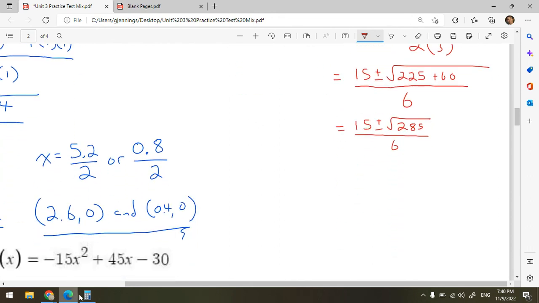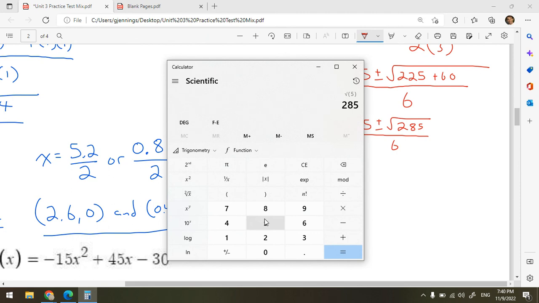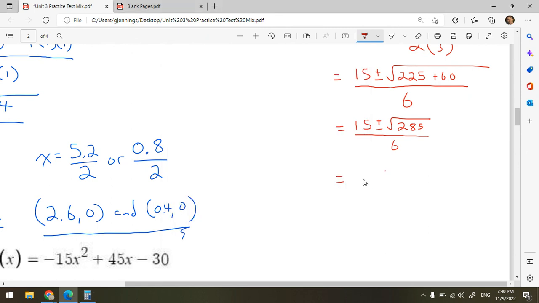Okay, the square root of 285, find that out for yourself. 285, but we want its square root. 16.9. Don't forget to round, 16.9. So this is equal to 15 plus or minus 16.9 over 6. Well, 15 plus 16.9 over 6 is equal to 31.9 over 6. That's if I add those together. Or it's equal to minus, so that would be negative 1.9 over 6.